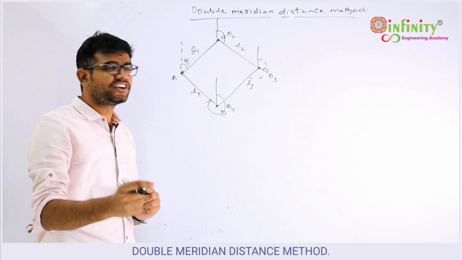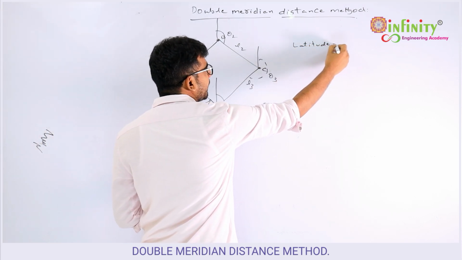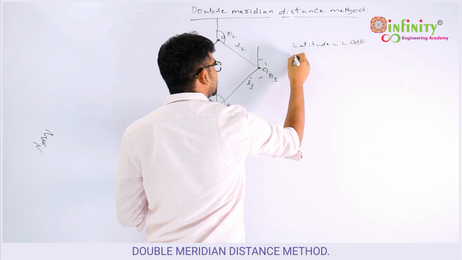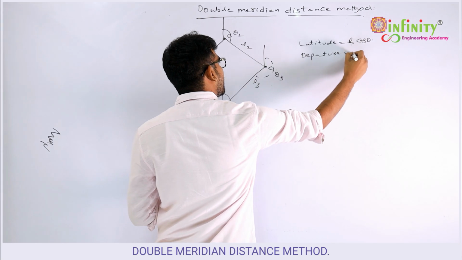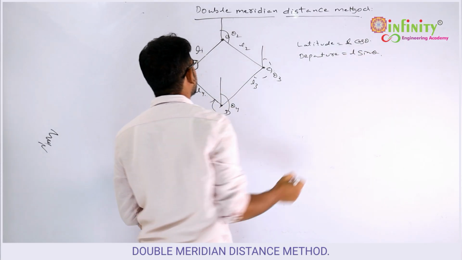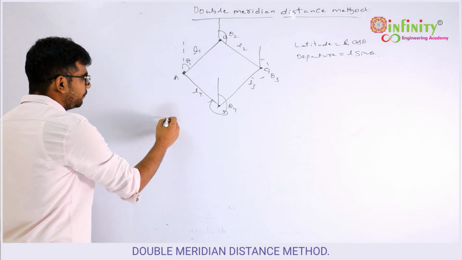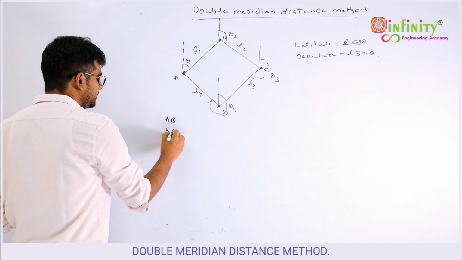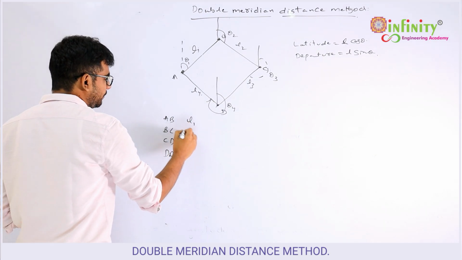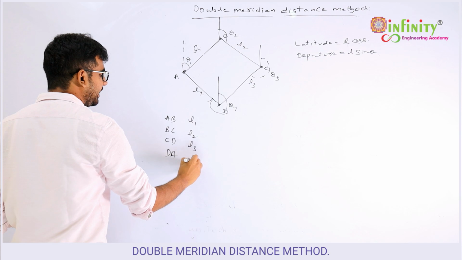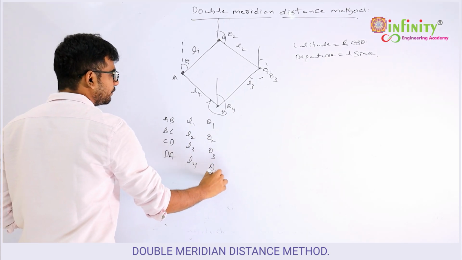How to determine the latitude of the line? Simply, latitude of the line means L cos theta and departure of the line means L sin theta. So using these formulas for each and every line, you can determine the latitude and departure. Suppose there are 4 lines: AB, BC, CD, DA. For line AB you know the length L1, and for BC, L3 and L4 similarly. These are the lengths, and the bearings are theta 1, theta 2, theta 3 and theta 4.